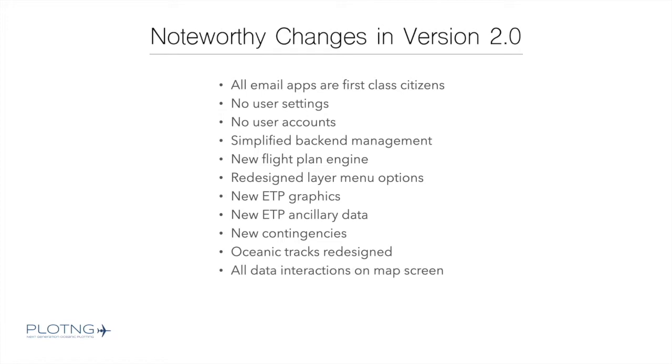All data interactions are now driven from the map screen. This is an important step in making ForeFlight as easy to use as possible with the least amount of taps required. The rule is simple. If you see a round target on the screen on any plotNG layer, you can tap it to show additional information. The same symbol type is used on all layers, albeit color-coded.